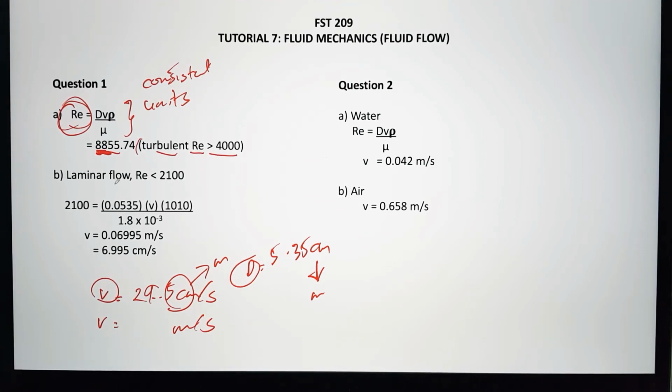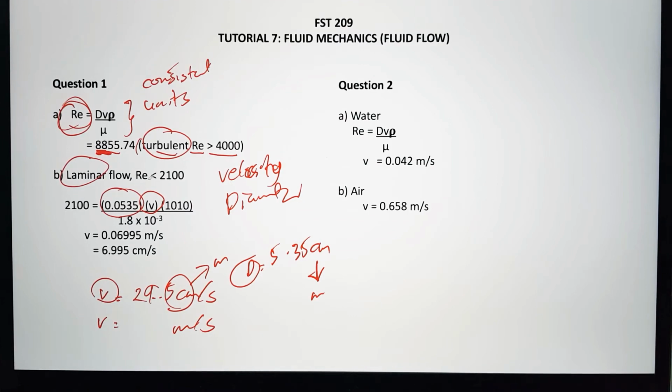Okay, and then for question 1b, what will be the change that you need to do in order to obtain laminar flow? Basically, when we want to change whether the flow should be turbulent or laminar flow, you need to change in terms of the velocity of the fluid, or probably in terms of the diameter. For now, it is easier for you to change the velocity because the diameter of the tubing has been given to you. So just change in terms of the velocity.